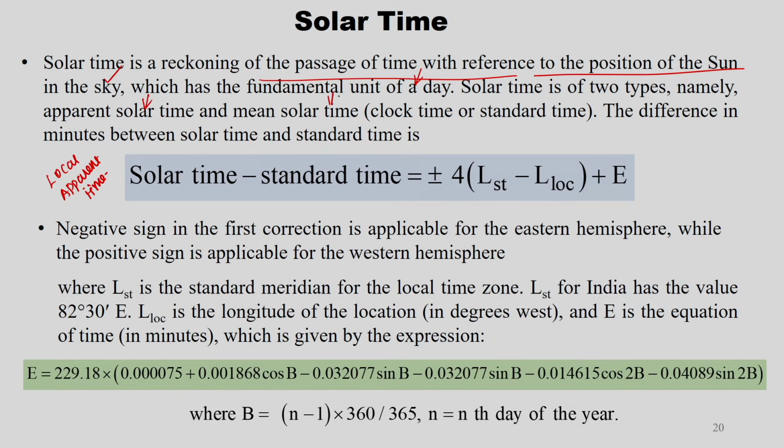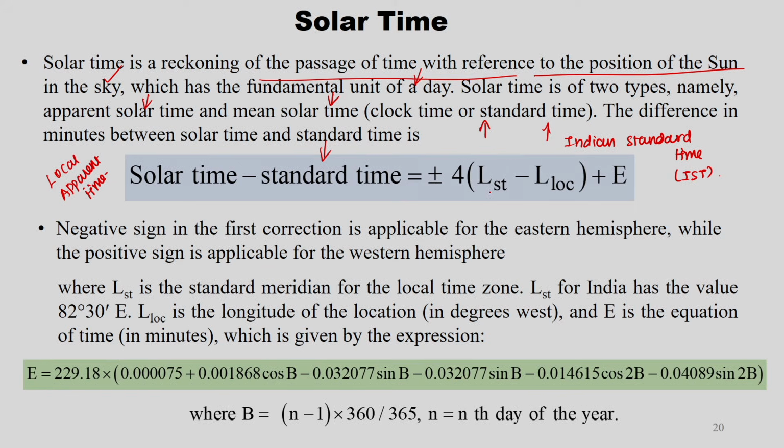The second one is mean solar time, which is nothing but a clock time or standard time. For India we can call it the Indian standard time, IST. The difference between them in minutes is given by this formula: solar time minus standard time is equivalent to plus or minus 4 into (LST minus LLOC) plus E.